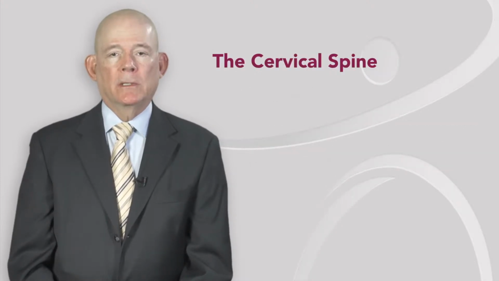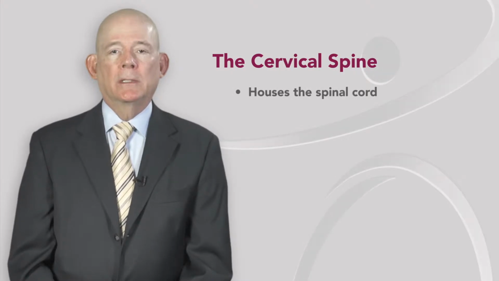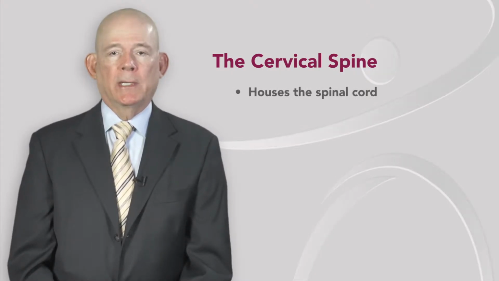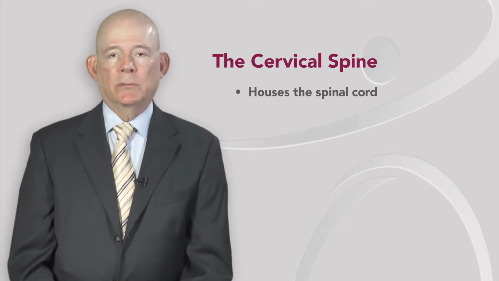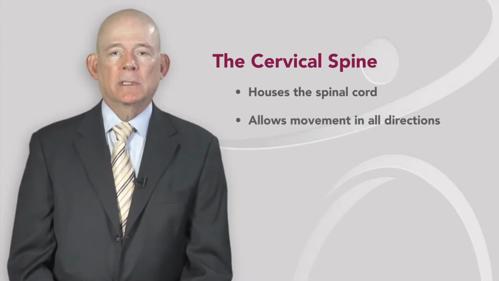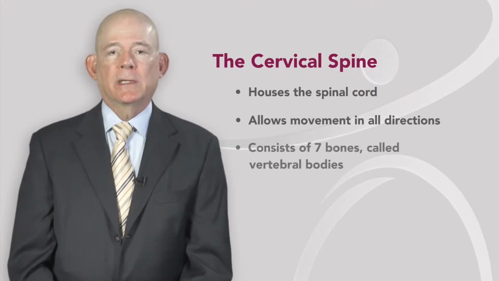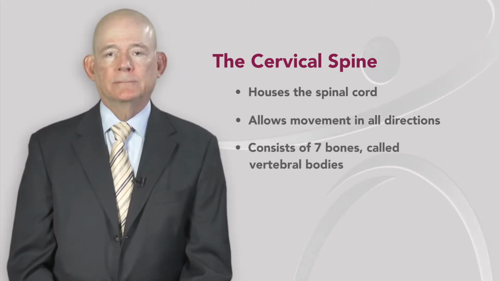The cervical spine, also known as your neck, is delicate and houses the spinal cord. Your spinal cord sends messages from the brain to control all aspects of the body. It is also remarkably flexible, allowing movement in all directions. The cervical spine consists of 7 bones called vertebral bodies.